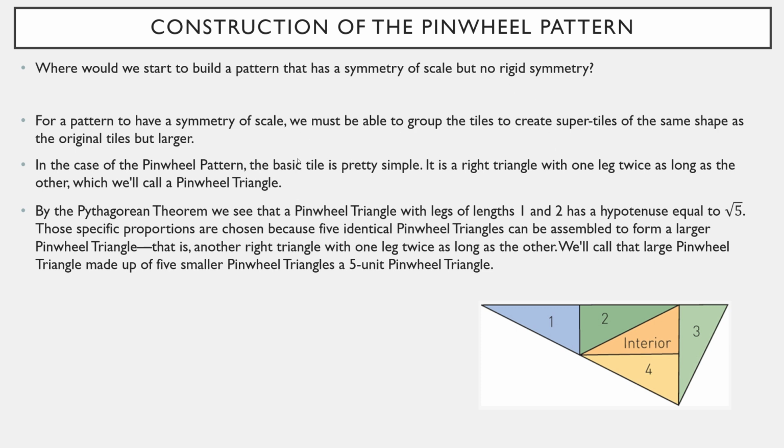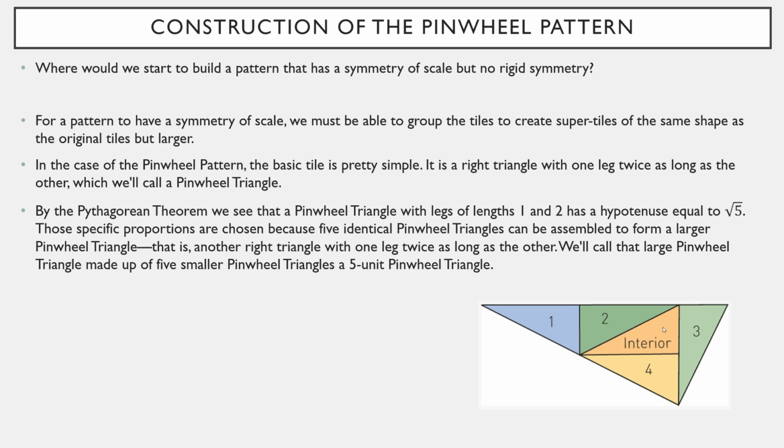So those specific proportions are chosen because 5 identical pinwheel triangles can be assembled to form a larger pinwheel triangle. That is another right triangle with one leg twice as long as the other. And we'll call that large pinwheel triangle made up of 5 smaller pinwheel triangles a 5-unit pinwheel triangle. What the heck does that mean?